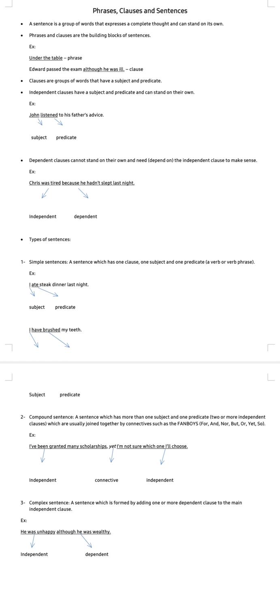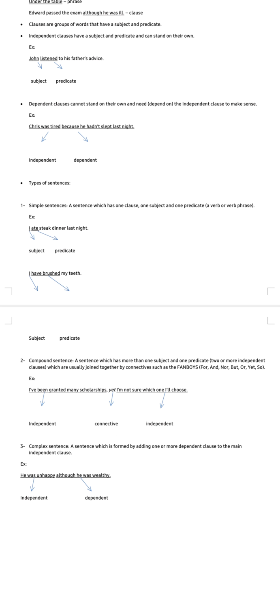Look at the second example. I have brushed my teeth. I is my subject. Have brushed is my verb phrase. Okay? And then I have the rest of my sentence. One subject, one verb phrase, one clause. This is what we call a simple sentence.